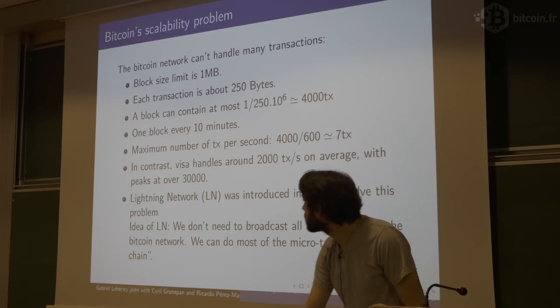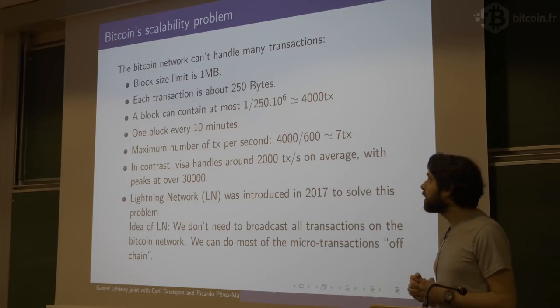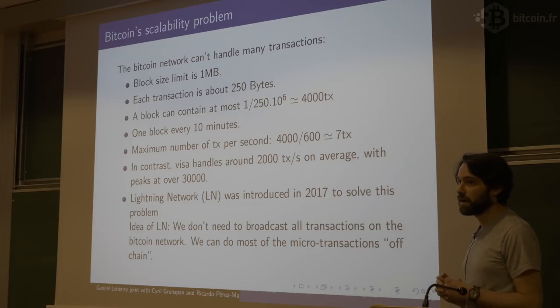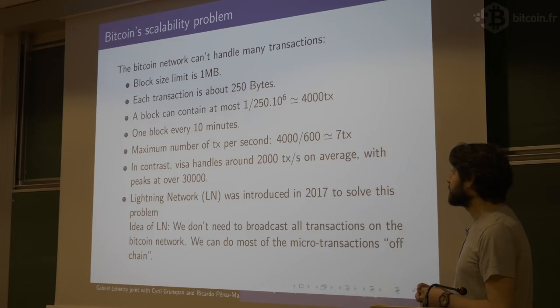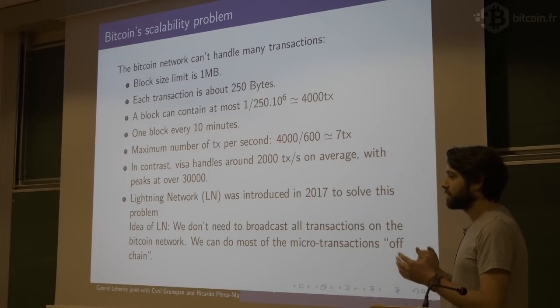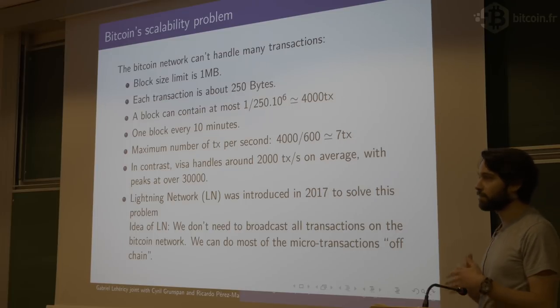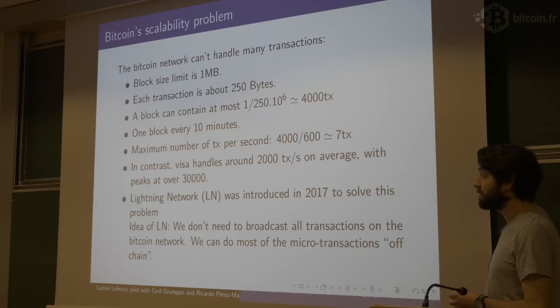So let's start with recalling something about the Lightning Network. Bitcoin has a scalability problem, namely because of how Bitcoin works with the block size limit of 1 megabyte and a transaction being about 250 bytes. With one block on average every 10 minutes, you can compute that Bitcoin can process around 7 transactions per second. If you compare it to a payment system like Visa, it's 1,000 times less. So Visa handles 1,000 times more transactions than Bitcoin. If you want to make Bitcoin into a more general payment system, then we need to solve this problem. And this is the reason why the Lightning Network was introduced in 2017.